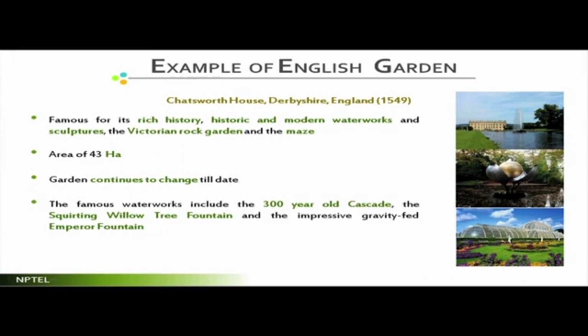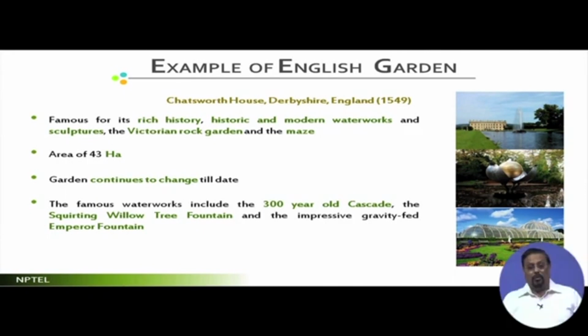It's not very large, it's about say 43 hectares. If you now compare with the French Versailles that we had shown, it was a huge landscape. In this, the landscape is not very large, it's small. The famous waterworks that we found in this is about a 300-year-old casket, and also the squirting willow tree fountain. This willow tree fountain I will explain, but let's hold on. Let's see the other parts.